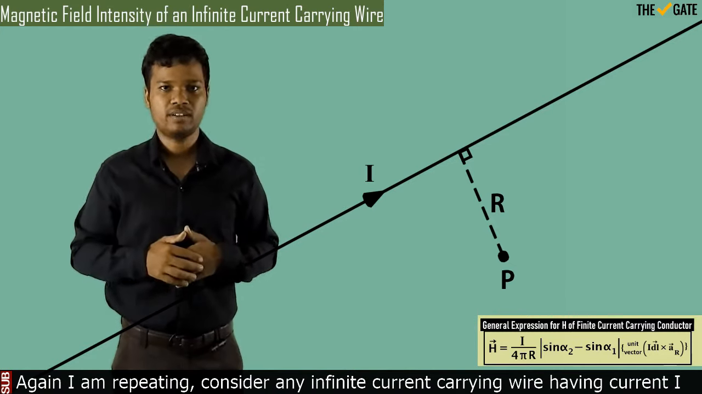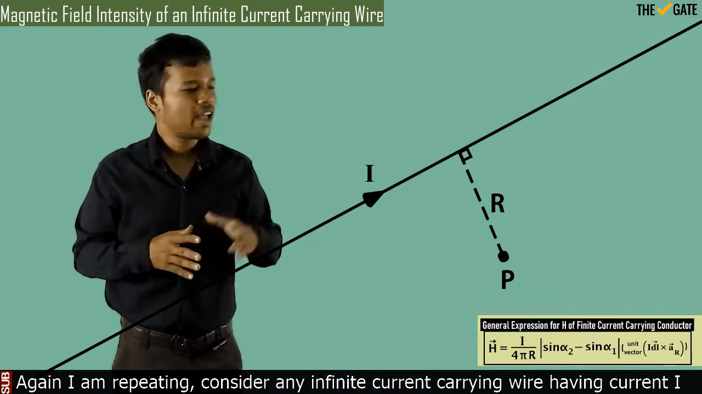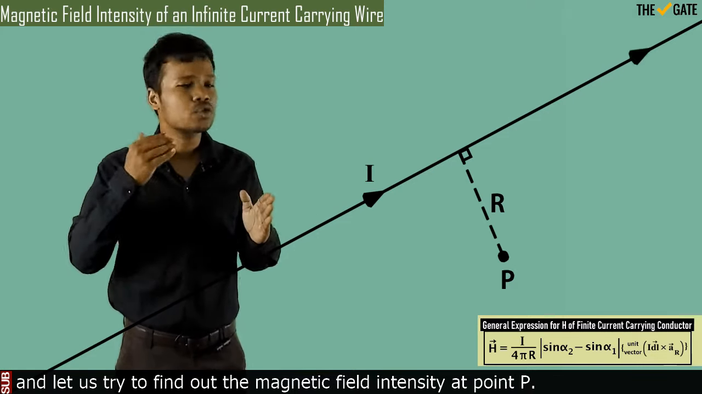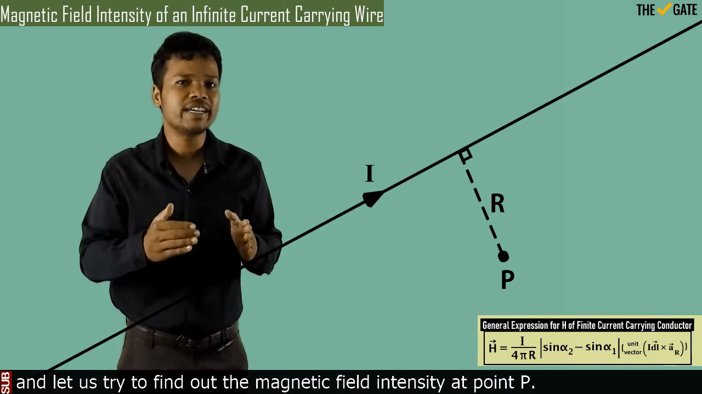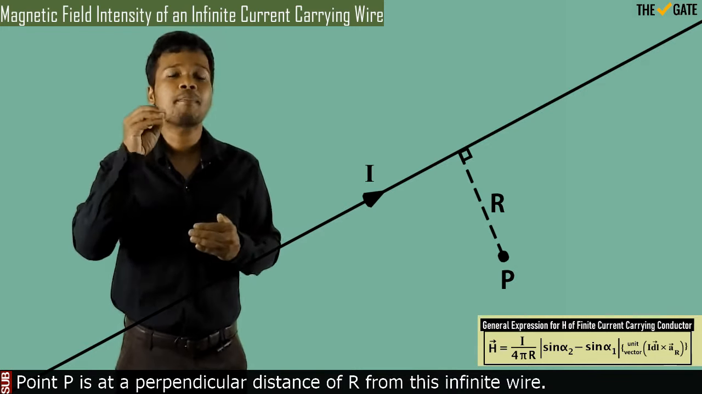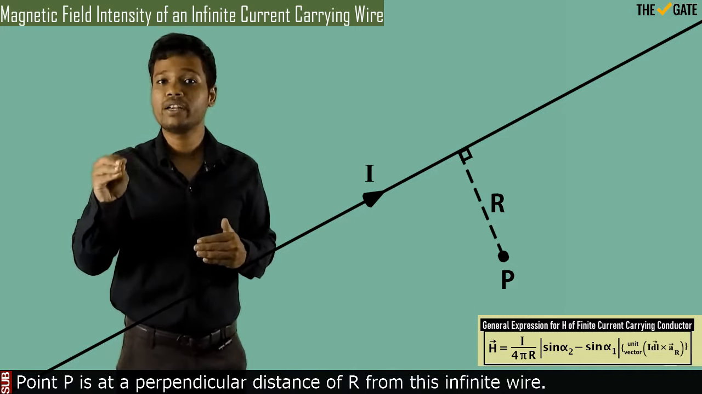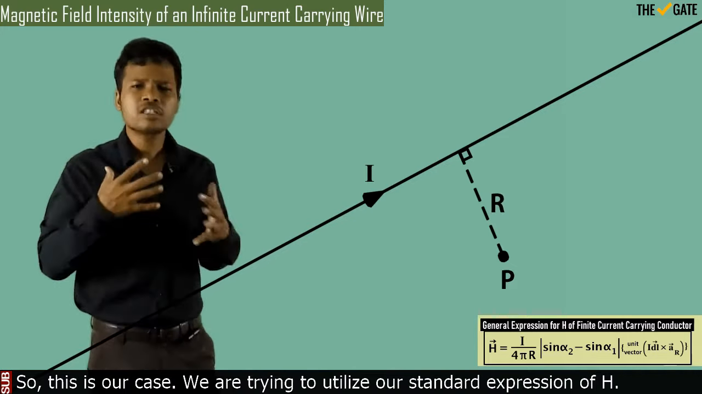Again I am repeating. Consider any infinite current carrying wire having current I, and let us try to find out the magnetic field intensity at point P. Point P is at a perpendicular distance of capital R from this infinite wire. So this is our case.